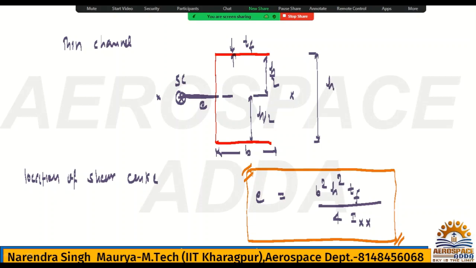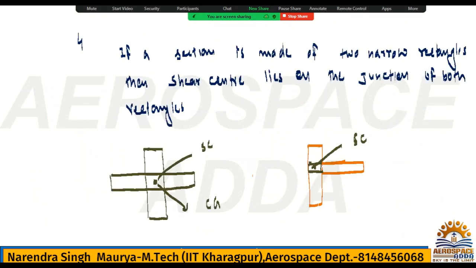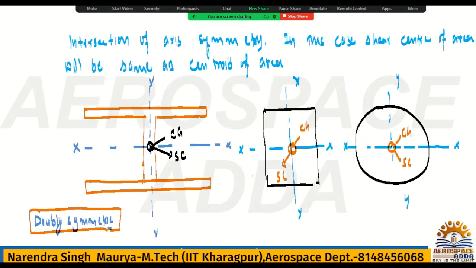Similarly, we can write for the I section also. But for the I section, as you know, if it is a symmetric I section, the shear center will be the location of the CG. If you know the CG, you can say this is the shear center also, as I discussed previously. If it is a doubly symmetric I section, the CG and shear center must be the same, so a separate formula for the shear center is not required. Use the CG location formula and you get the shear center.